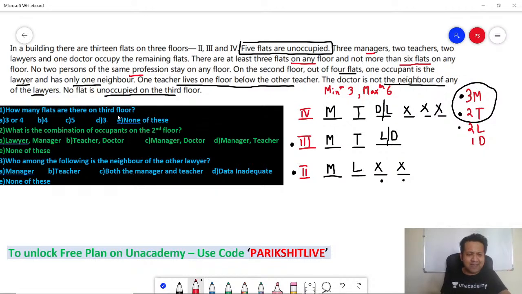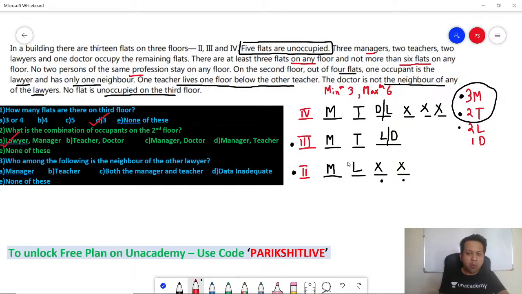How many flats are there on the third floor? So the third floor has got 3 flats. Answer option D. What is the combination of occupants on the second floor? A manager and a lawyer. So answer option A.